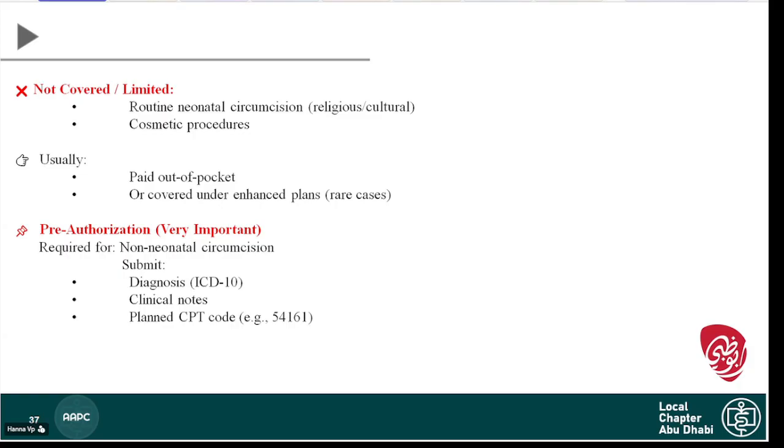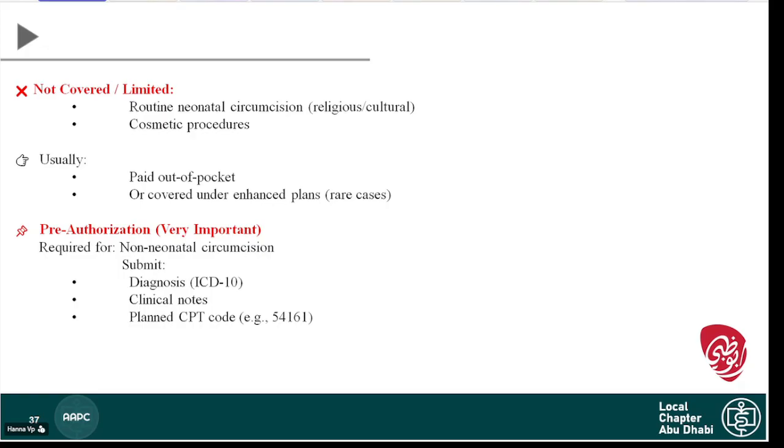But some insurance coverages are there which include circumcision also. It is very rare. Can you see? Or covered under enhanced plans. It's a rare case also. So, if the patient's insurance covers almost every service or enhanced plans are there, then only it will cover. Otherwise, it's not.